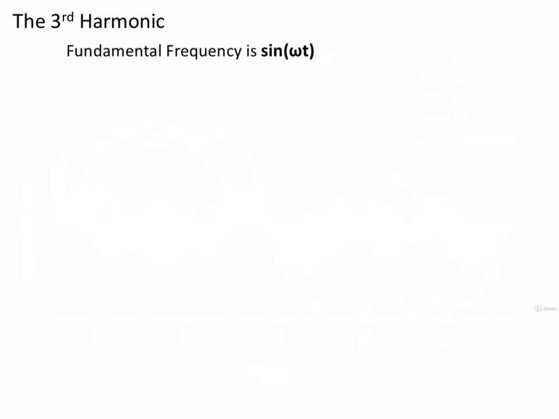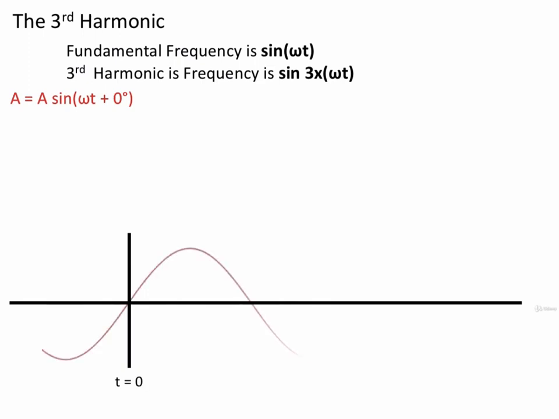If the fundamental frequency is sine omega t, then the third harmonic is a frequency that is 3 times that of the fundamental frequency and can be written sine 3 omega t. So in a 3-phase system, if we place the red phase fundamental frequency as our reference phasor at 0 degrees, then the sinusoidal wave formula is given by A equals A sine (omega t + 0 degrees). And I've plotted it on the bottom of the slide.